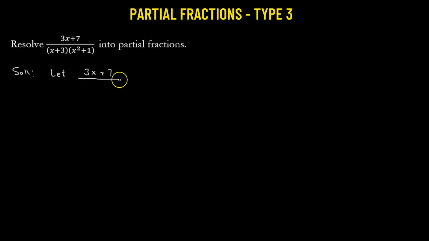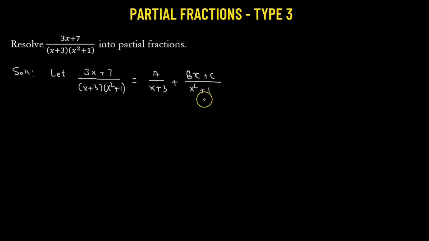Let us suppose that (3x + 7) divided by (x + 3)(x² + 1) can be resolved into two partial fractions as A over (x + 3). This is going to be the first partial fraction, and then we have the second partial fraction with x² + 1 in the denominator, and the numerator is going to be Bx + C.